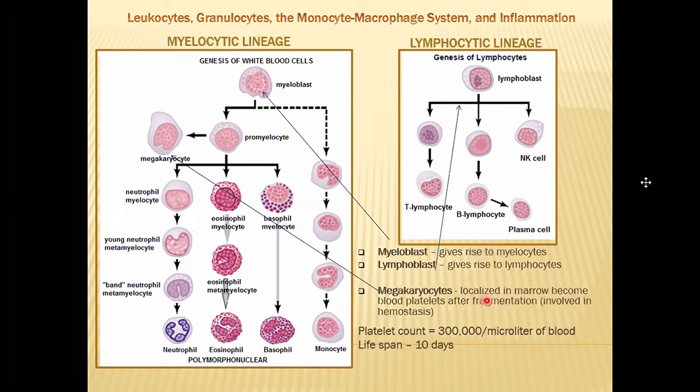So megakaryocytes are found in the marrow. They become blood platelets after fragmentation, and they are involved in blood clotting or hemostasis. So again, normal count of platelet is about 300 per microliter. But yesterday, if you remember the slide I showed you, it's from 250 to 400. So within that range. And then it has a lifespan of 10 days, a short lifespan.